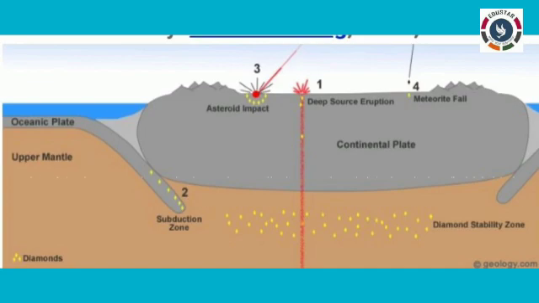The diamonds make their way to the Earth's surface through a special kind of volcanic eruption that comes from deep in the earth. Do you know that the only thing that can scratch a diamond is another diamond?